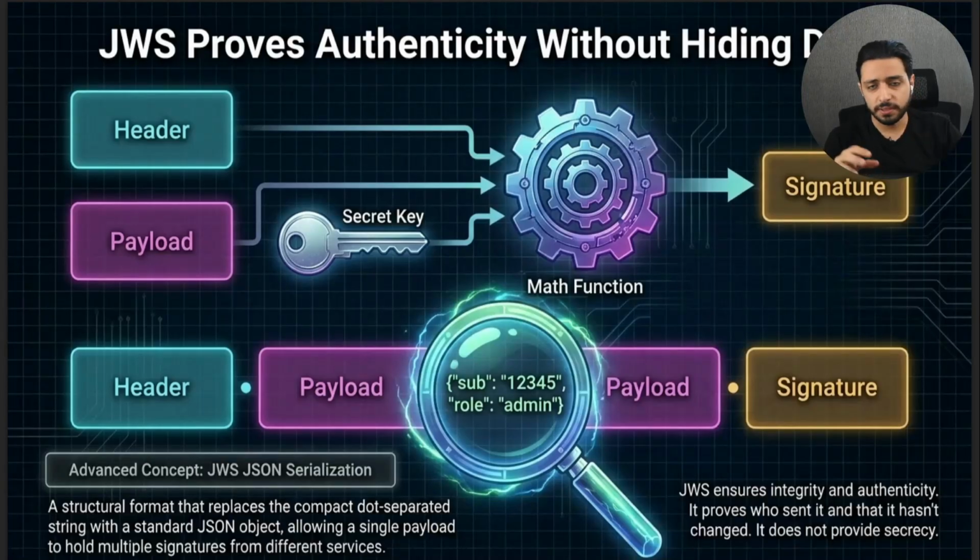While we usually see JWTs as a single string with two dots, there is another format called JWS JSON serialization. This format allows a single token to have multiple signatures. For example, you might want a token to be signed by both an identity service and a security firewall. It uses a JSON object instead of a dot-separated string, making it more flexible but less compact.